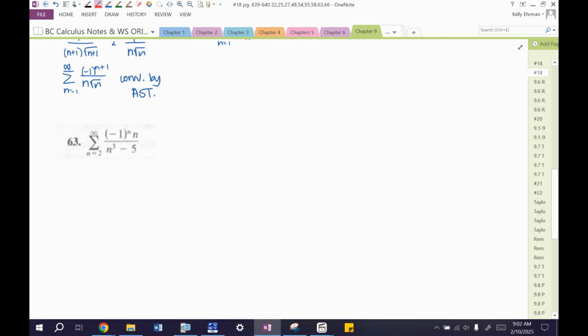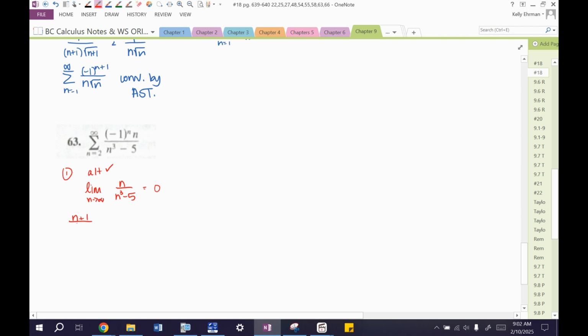All right, take a look at this one. Alternating. Yes, negative 1 to the n. The limit as n approaches infinity of n over n cubed minus 5. This is bottom heavy, so that limit is 0.